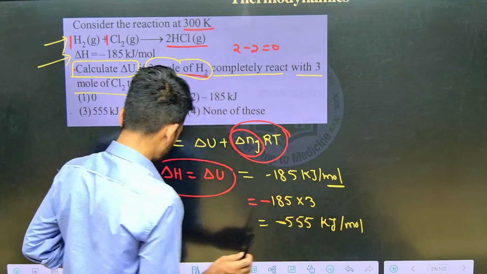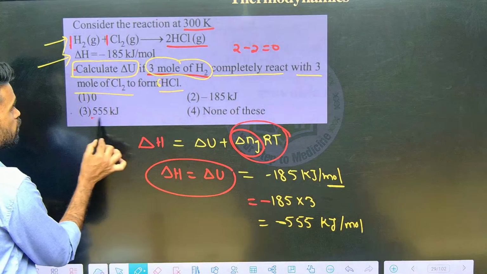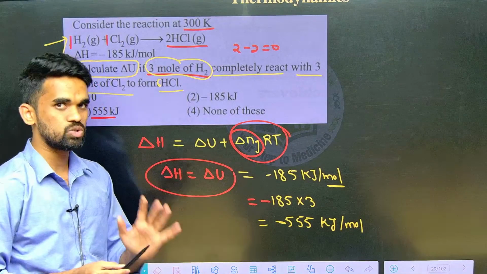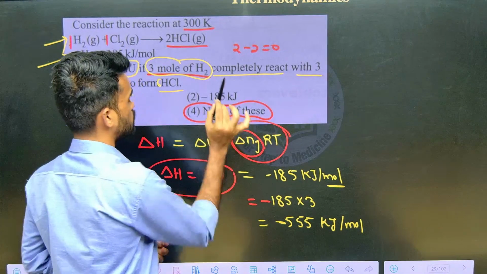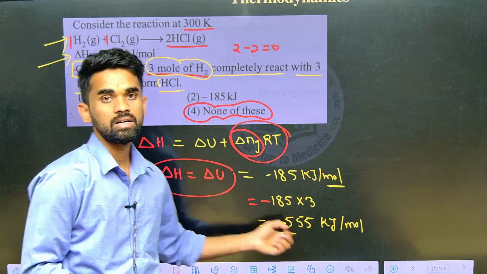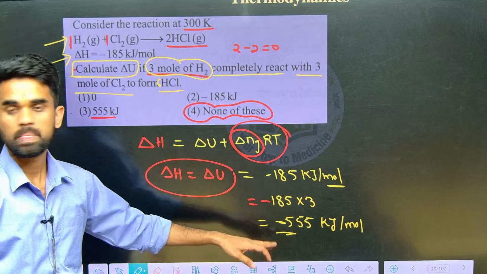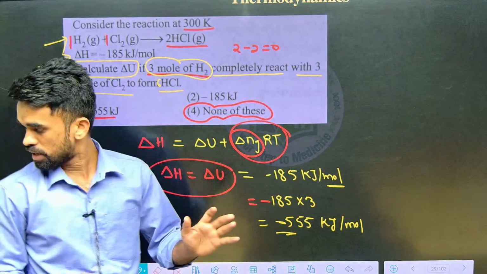So now look at the options. Do we have this? Yeah, option 3 is 555 only, but it is positive. We got it as negative. So what is a suitable answer for this? None of these. This is your answer, because we have a minus symbol here, but there is no minus there. So this is not the exact one, this is the exact one. Hope it is clear. Right. Let's move forward again.